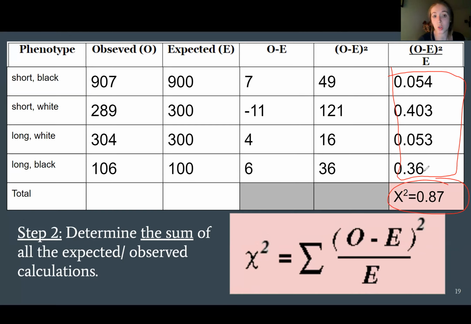I encourage you to come to office hours if you weren't sure how I got these calculations, okay?